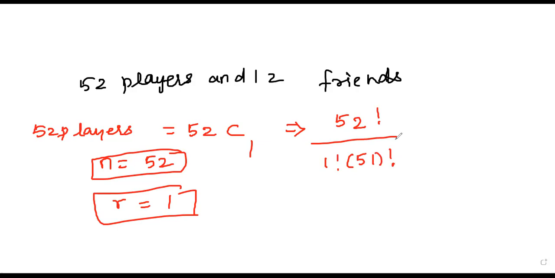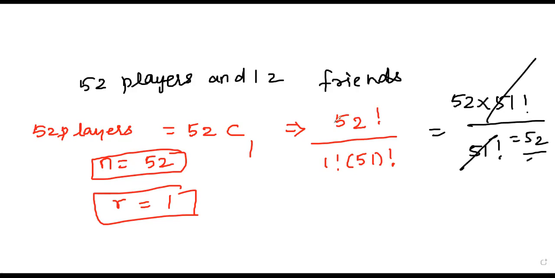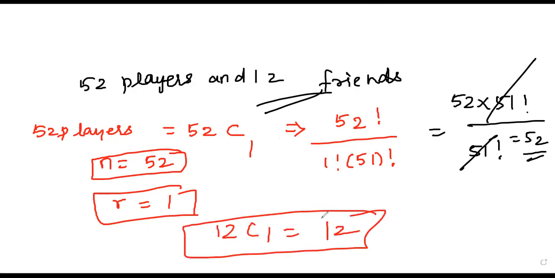Isn't it? So you will write 52 factorial as 52 times 51 factorial upon 51 factorial. 1 factorial is 1 only. You don't have to write that. This 51 factorial and 51 factorial will cancel out each other. You'll be left with 52. So 52 players will play with each other means there are 52 combinations. Similarly, the 12 friends are going to play with each other, which is also going to be 12C1. So you'll get the answer as 12.